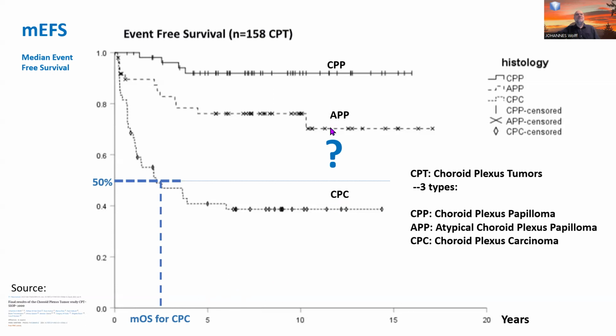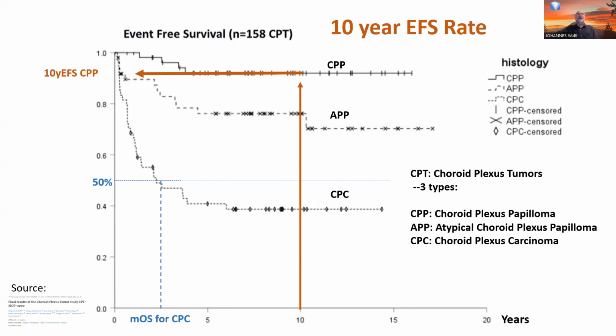But what about the other two curves? They don't cross the 50% line. You cannot describe them with median event-free survival. Median event-free survival was not reached. There are other ways to describe the curve. This is one of them, the 10-year event-free survival rate.